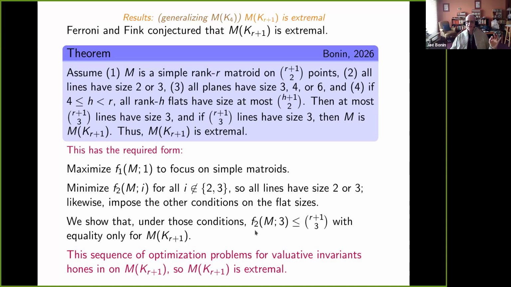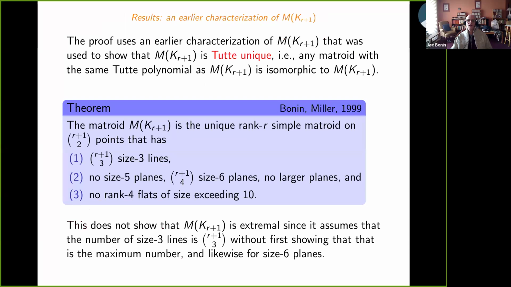Then we show that under those conditions, the number of rank 2, size 3 flats is at most R plus 1 choose 3, and equality holds precisely for complete graphs. So it's exactly maximizing a sequence of valuative invariants. Does everybody see how it fits their theorem? Now, how do we actually prove this? We prove this with a result that is older and is close to this, but not quite there.